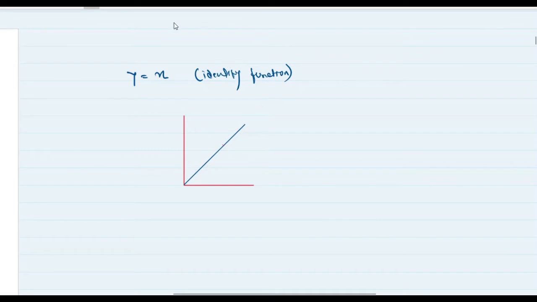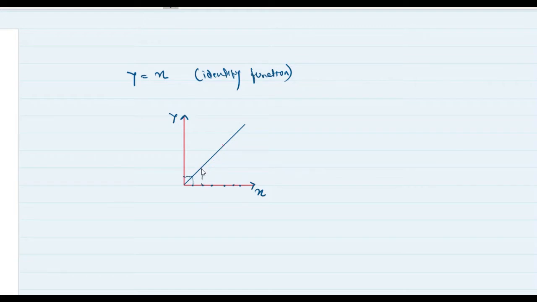Okay, so this is the graph of the function y is equal to x, the identity function. So what is the meaning of this function? This function tells us that there are different values of y for different values of x. So there are different values of x here on the x-axis. For respective x values, there are different values of y.